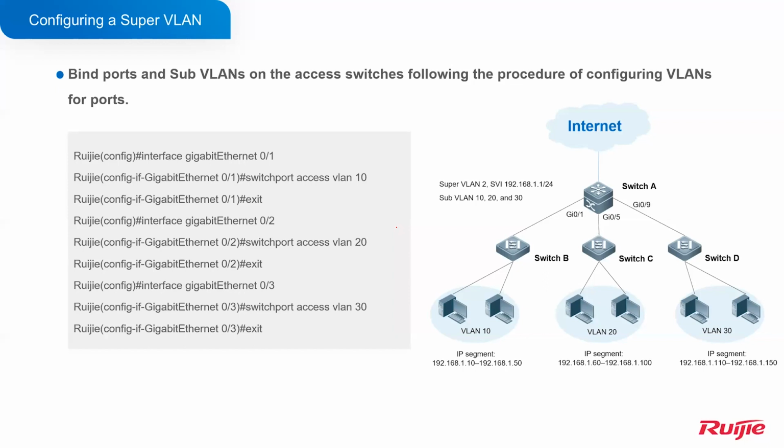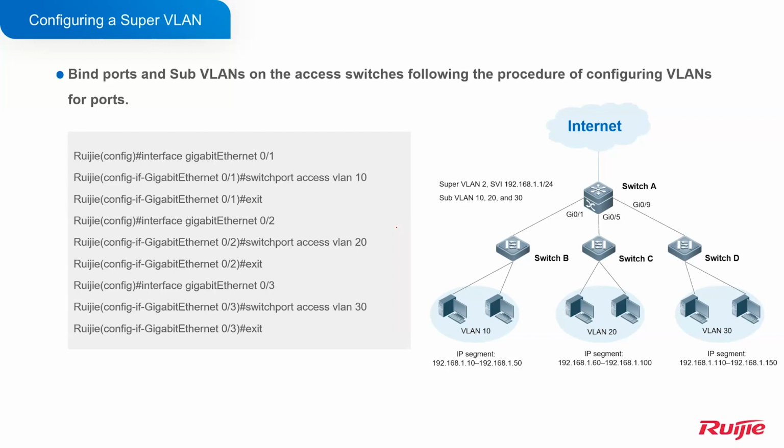This is just the common configuration of VLAN. We just need to specify which VLAN the physical interface belongs to. This is the configuration on the access switches, for example, SWB or switch B, switch C, switch D in the figure. After finishing this, you have already finished the configuration of the super VLAN. So you can see it's not complex, right? The configuration of the super VLAN is not complex.